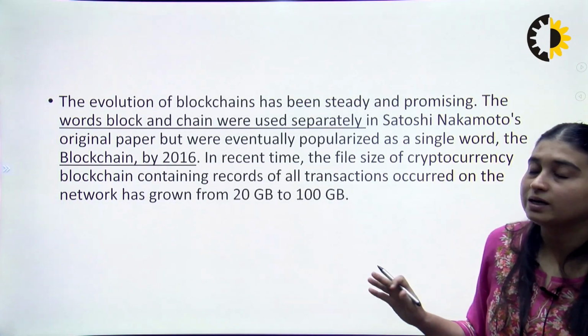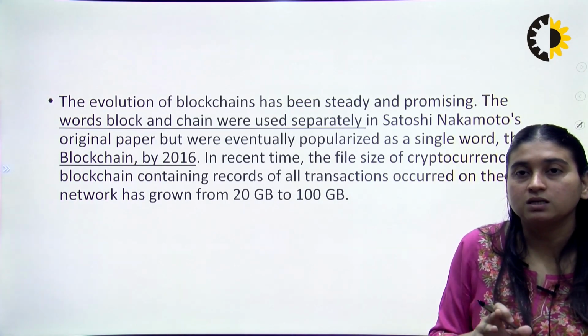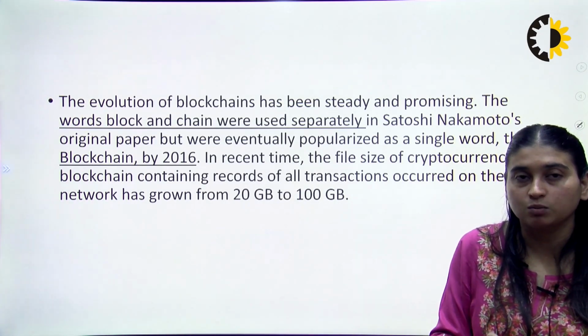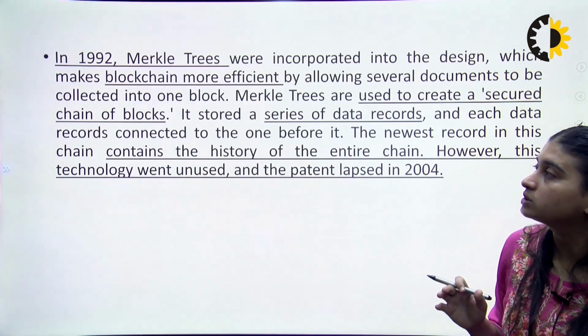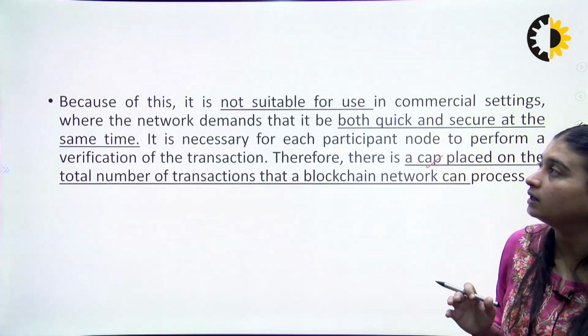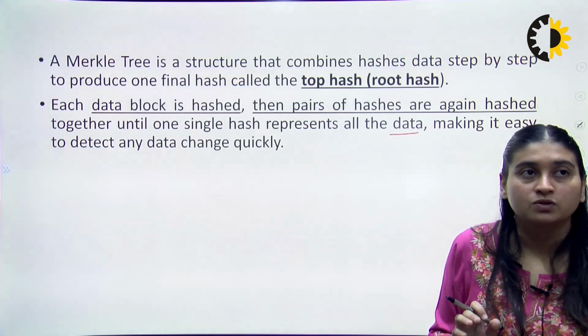Okay, so we are done with the history of blockchain, and we have seen certain technologies behind the blockchain. The second topic was the Merkle tree, and we have seen the difference between blockchain and databases. So this is it for today.